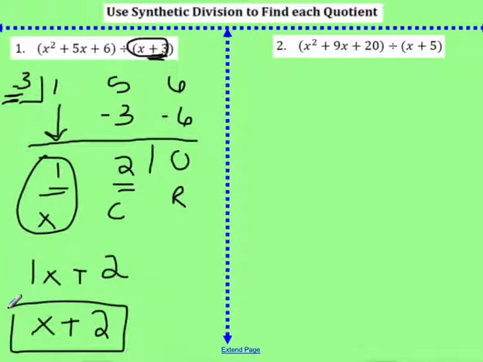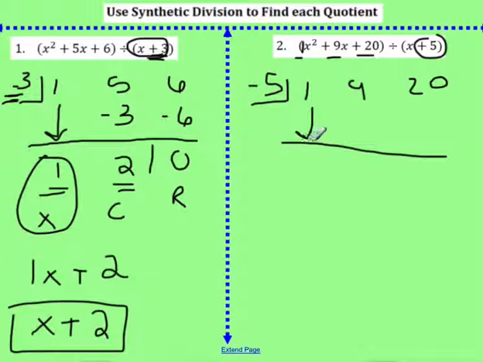Let's take a look at number 2. Again, we're going to take a look at the constant of our divisor, and we're going to do the opposite of it in our little box. And then I'm going to write out the coefficient of each of these terms. So I have 1, 9, and 20. And now I'm going to do synthetic division. So I'm going to drop that 1 down to start off with.